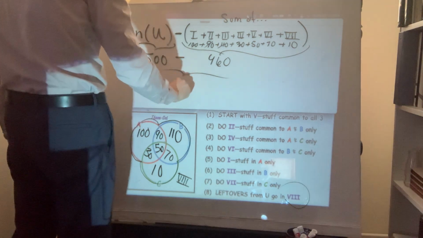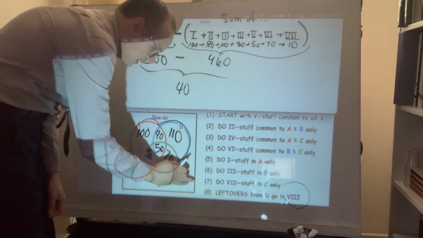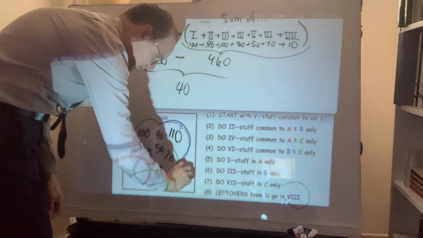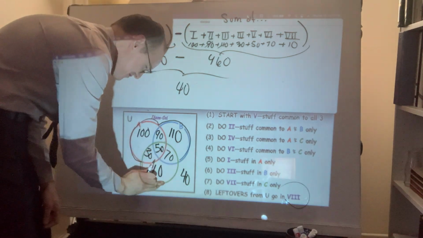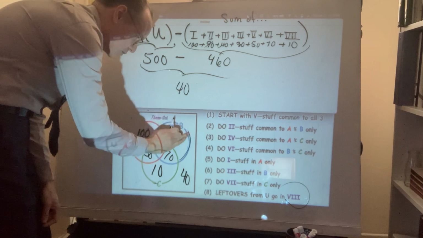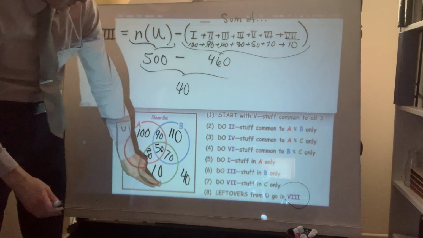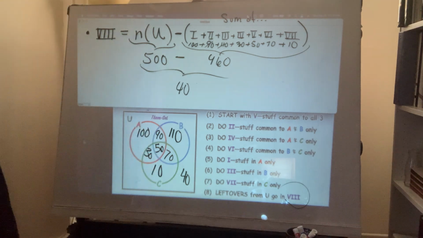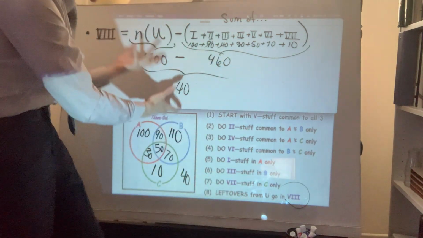A difference of 40. So that means that in here, outside, there are 40 people who don't like anything. They won't try anything. No, that's not nice. There are only 3 categories of music here, so in theory, there are naturally going to be some people who are not part of the group here. Now, once you have a completed Venn diagram, you can actually answer the questions.